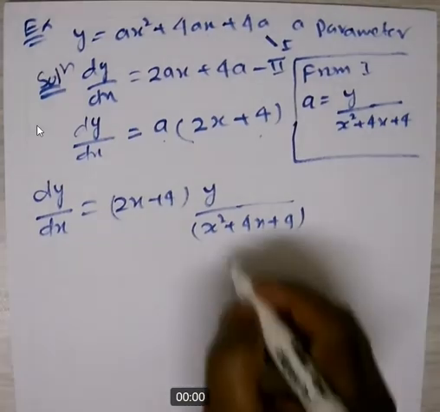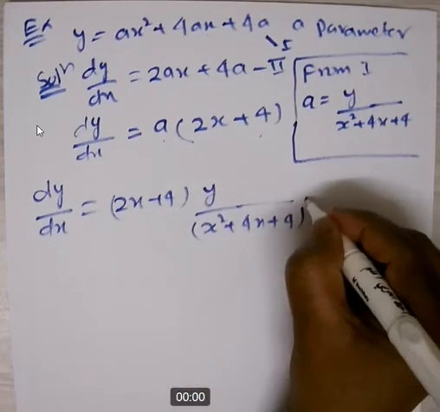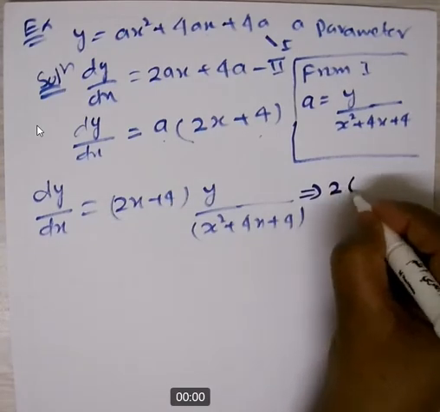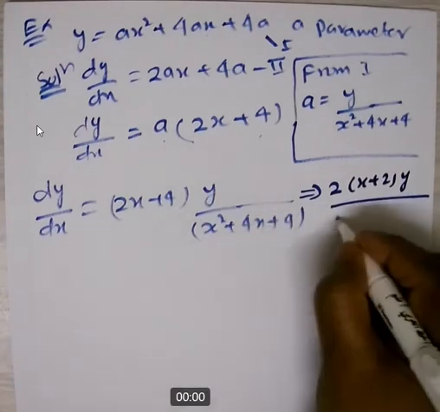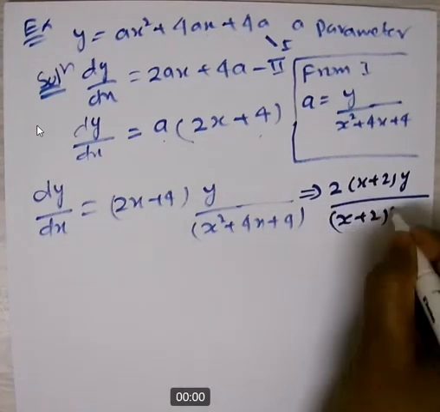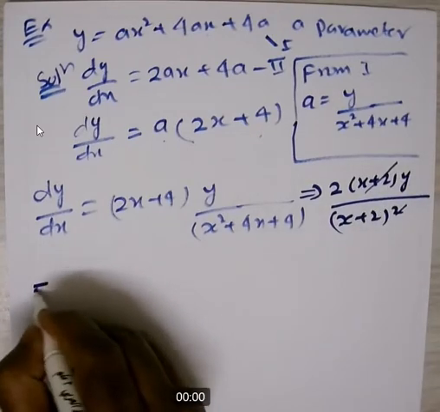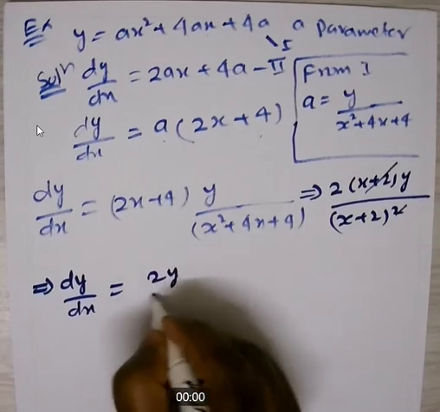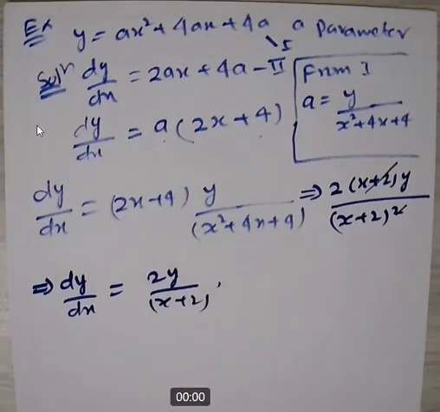Simplify means we can write it like that: keeping 2 common, it is x plus 2 into y, and we can write it here x plus 2 power 2. Now cancel this one. So this becomes dy dx equal to 2y divided by x plus 2. This is the formation of the differential equation.